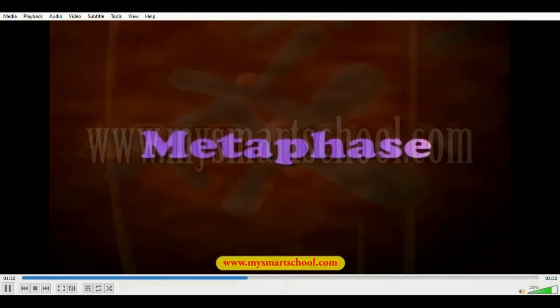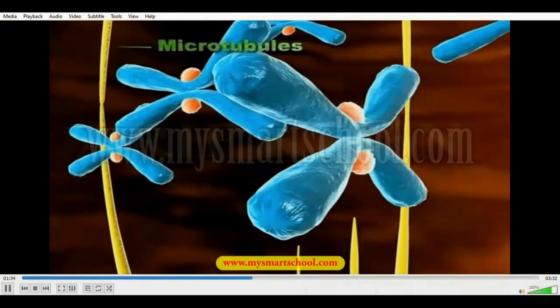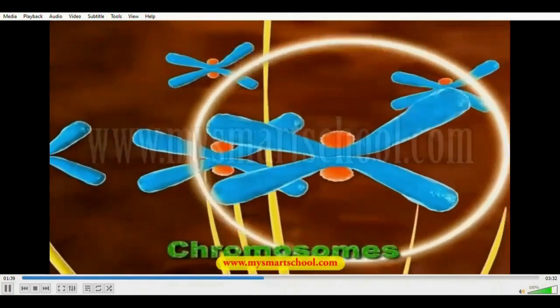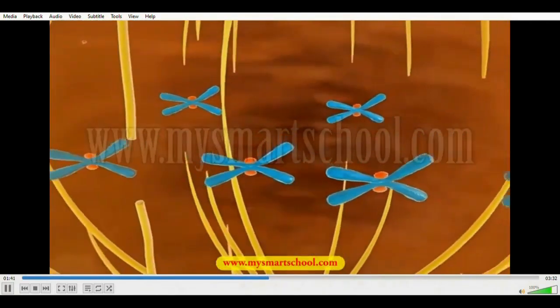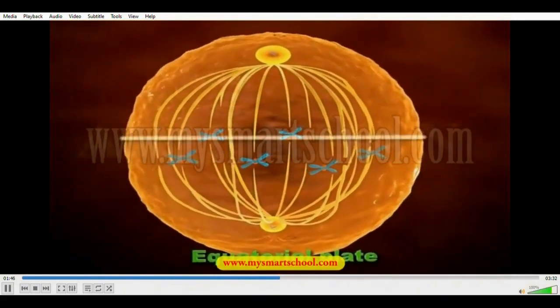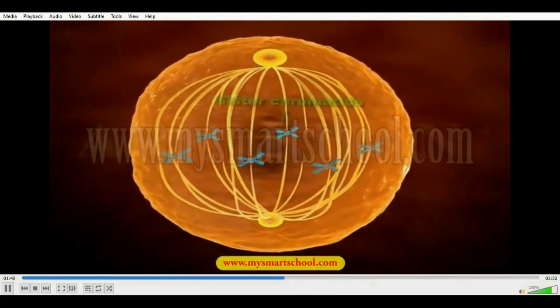Metaphase. During metaphase, microtubules of the spindle interact with chromosomes. This causes the chromosomes to move in a line along the middle of the cell or the equatorial plate. Sister chromatids are held at the centromere.